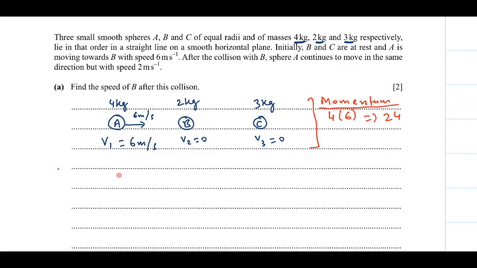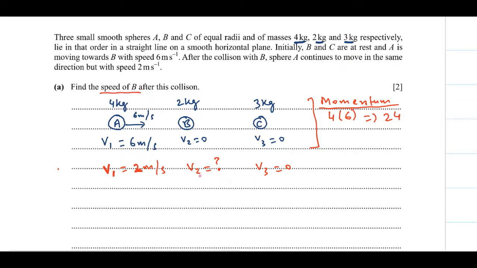So once the object A collides with B, now the first object moves at a speed of 2 meters per second, right? And object C is still at speed 0 because we did not have any collision with that until now. What we are asked to find is what is going to be the velocity for this object, right? So you have to find the speed of B.